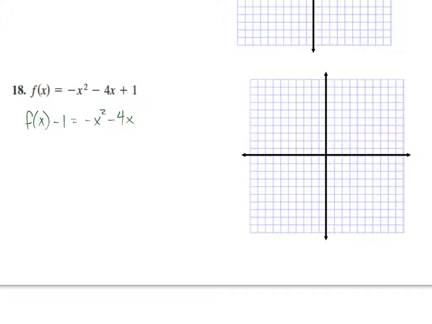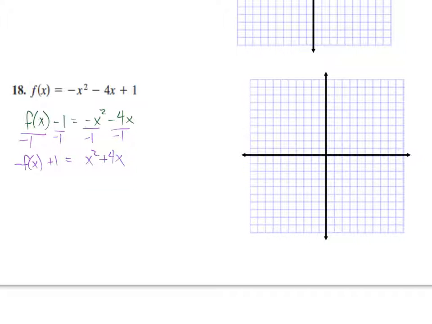Now what? Get a to 1. Make a equal 1. Right now a is negative 1. So if I flip the signs, divide everything by negative 1, however you want to think about that. Notice I've got to divide the f of x by negative 1 as well. So I get negative f of x plus 1 equals x squared plus 4x.